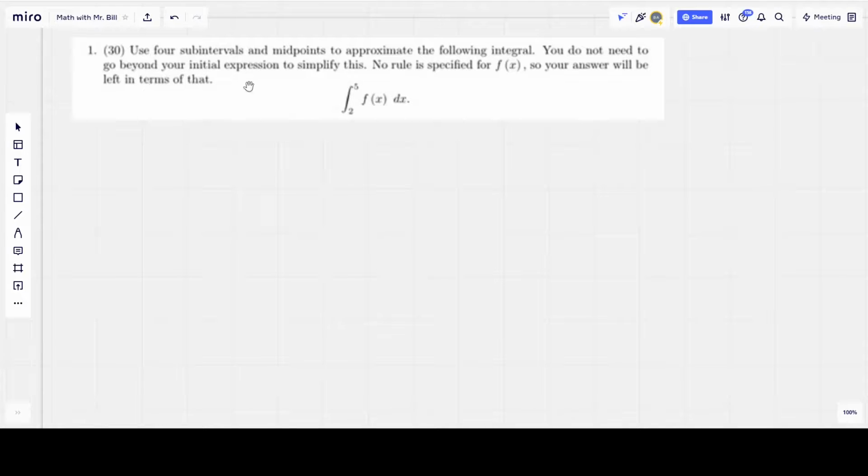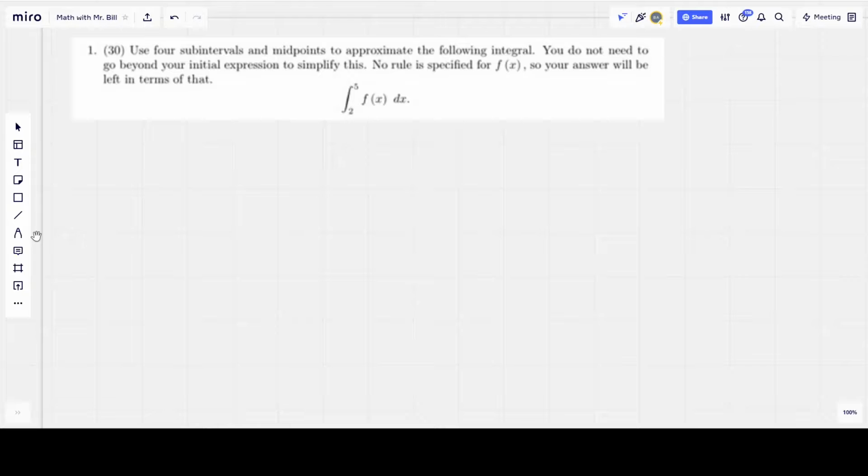So let's jump into this problem. We're asked to use 4 subintervals and midpoints to approximate the following integral. You don't need to go beyond your initial expression to simplify this, and no rule is specified for f of x, so your answer will be left in terms of that. And we've got our integral.